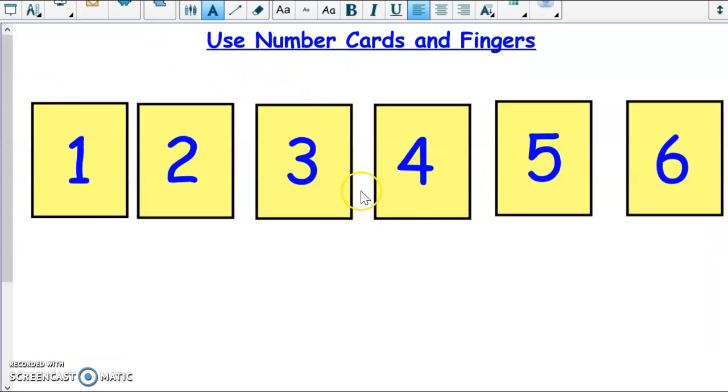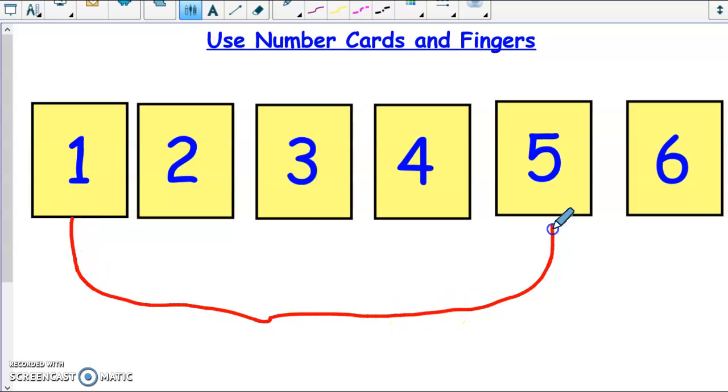Okay, so for this part, it says to use my fingers, but I'm just going to show you with the pen how we can double check and make sure that we have all the partners. So 1 partners with 5. 2 partners with 4. And 3 partners with itself. It's that doubles fact to get us 6.